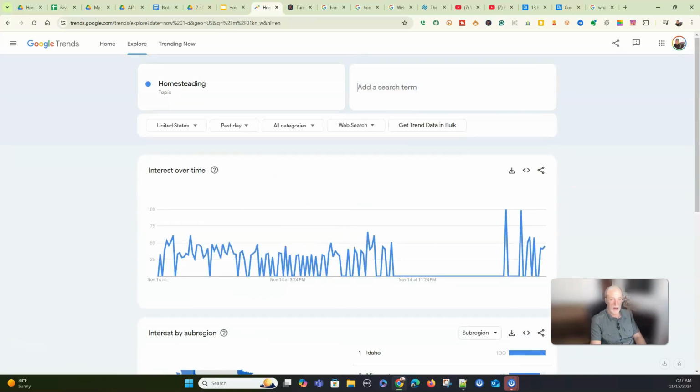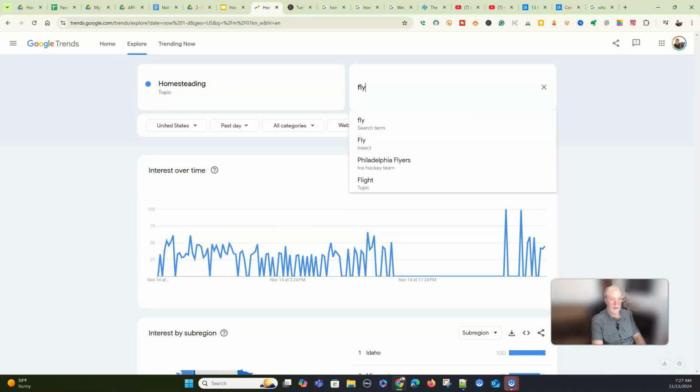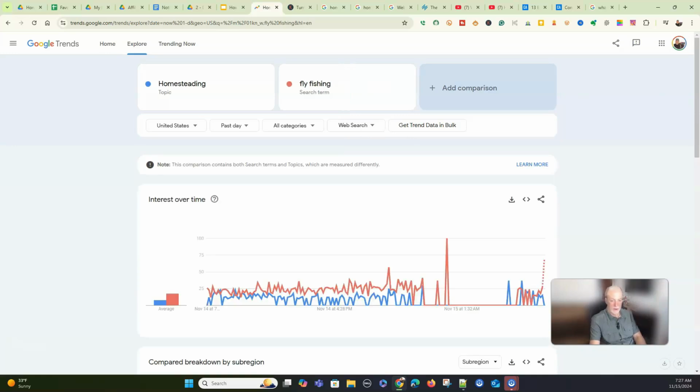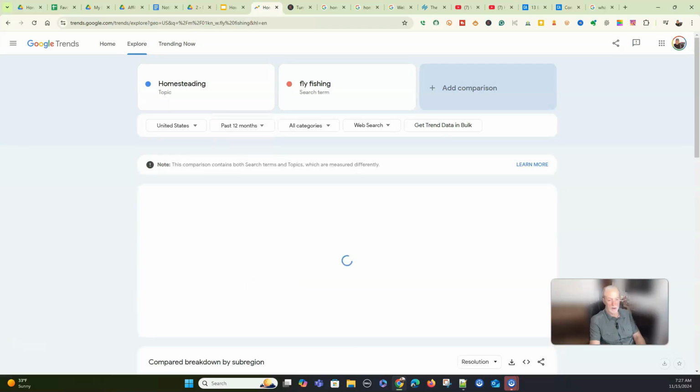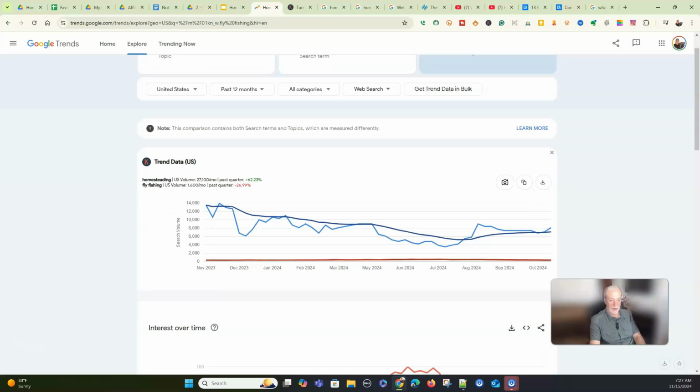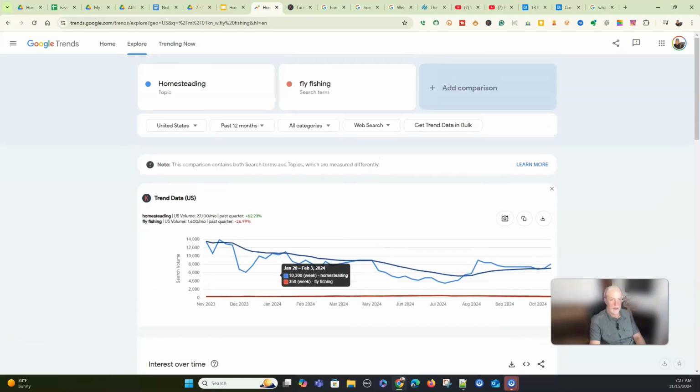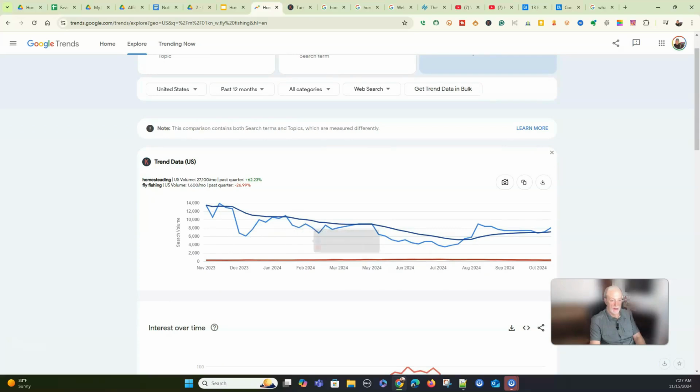So we can compare that, and I like to compare it to something like fly fishing to give a comparison. So compared to fly fishing, and we got a little bit of a dip here. That's the past day. You definitely want to go into the past 12 months. It gives you the data you're looking for. And here we go. So we can see here that fly fishing falls flat, and it was pretty popular last day, but here you get a good idea of the trend over the last year.